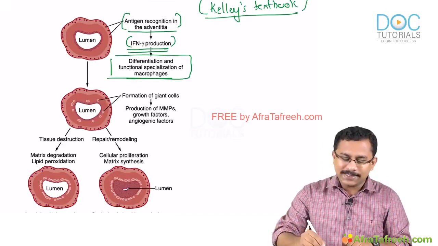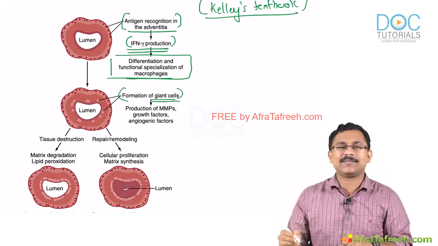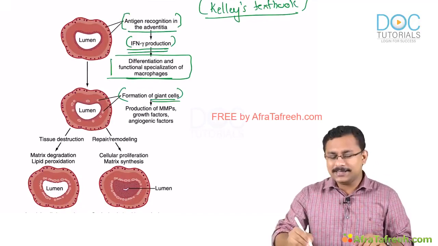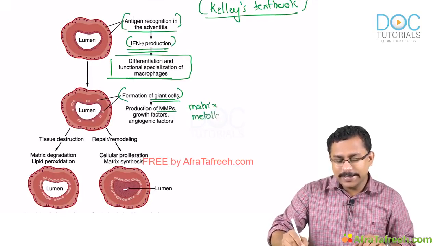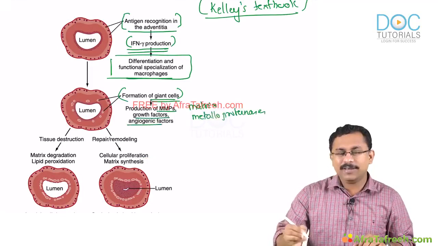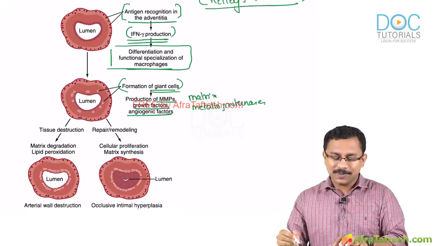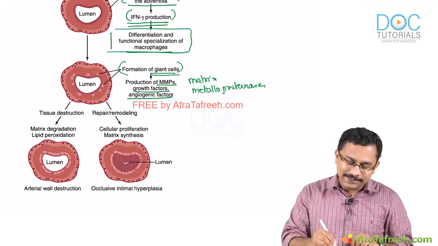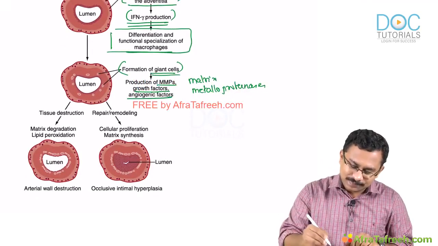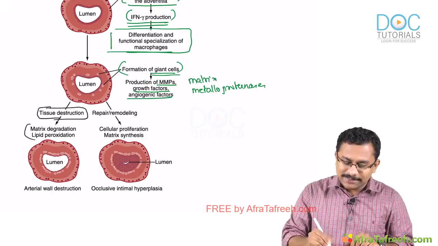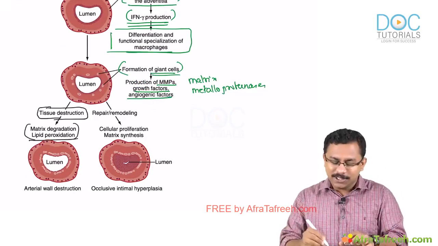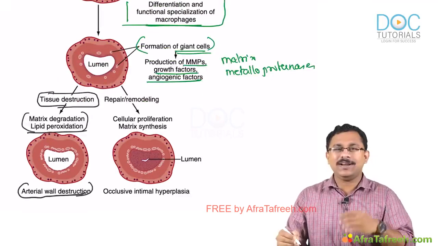And then what happens is that there is formation of giant cells. In this there is an important role for the matrix metalloproteinases, growth factors, angiogenic factors, all are important. And then there is tissue destruction, and there can be matrix degradation and lipid peroxidation, subsequently resulting in the arterial wall disruption.